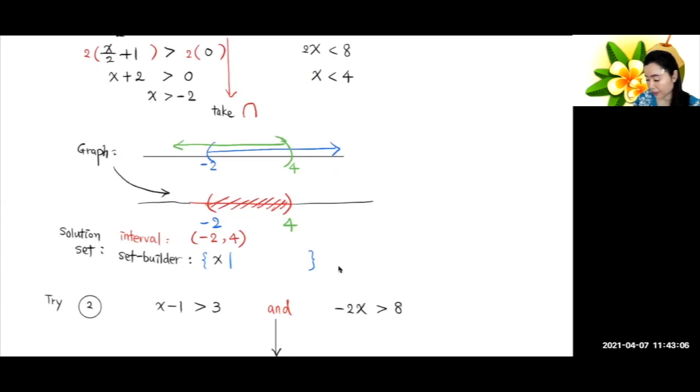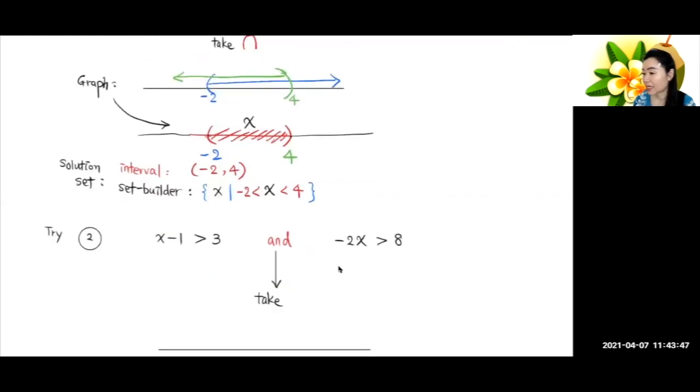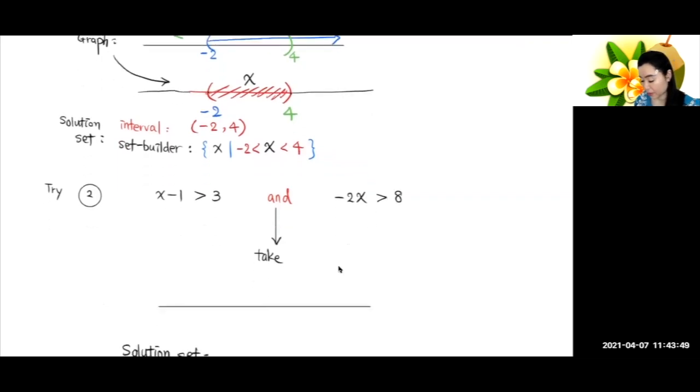So you think about this x. X is between this -2 and 4. So we put down x is greater than -2 and less than 4. X is between -2 and 4. Okay, so this is a set builder notation for the solution set. This is the interval notation for the solution set. They mean the same thing. Okay, question?